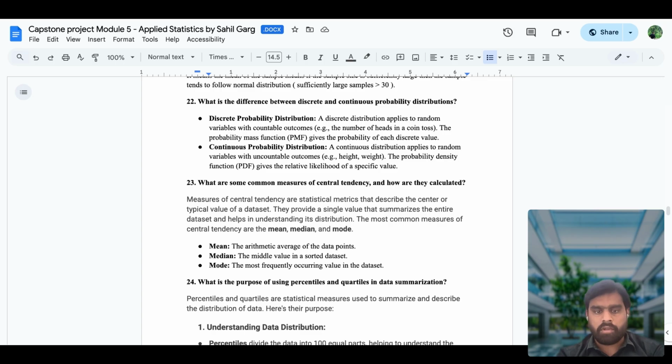Mode is the most frequently occurring data. For example, there are 50 points and 3 is coming 14 times, which is greater than the count of all the other numbers that occur repeatedly. So the number which occurs the maximum number of times in a data set is called the mode of the data set.